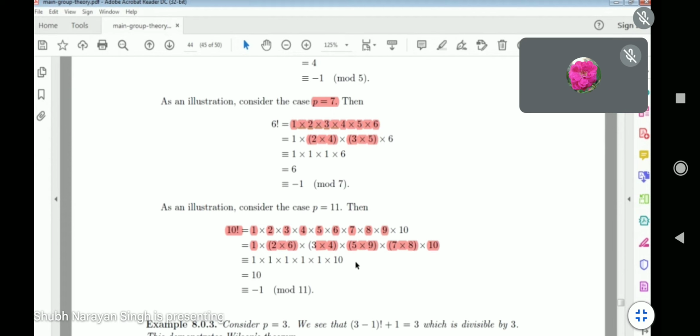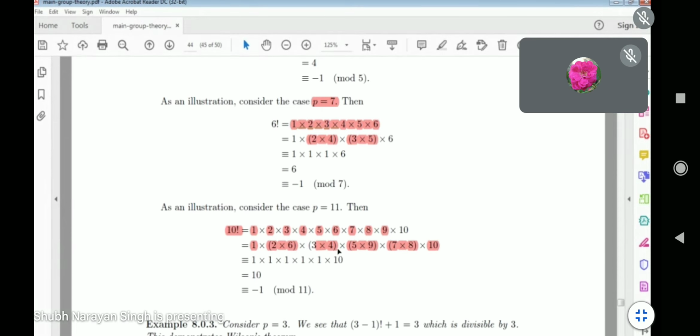Now think in the modulo 11 system, this product 2 into 6 is nothing but 12, and 12 in the modulo 11 system is nothing but 1. That's why in the next line, instead of writing 2 into 6, I write 1, because in modulo 11 system this is nothing but 1. Similarly, 3 into 4 is 12, and 12 in modulo 11 system is equal to 1. That's why I write 1 here again.